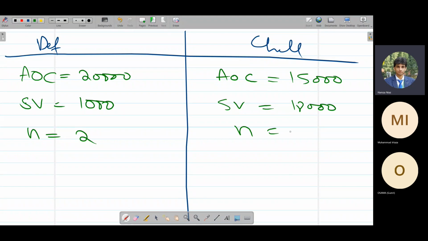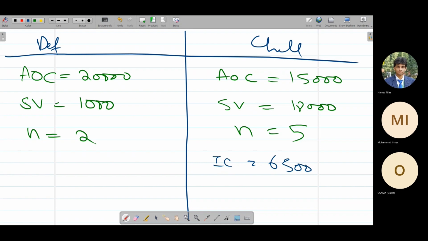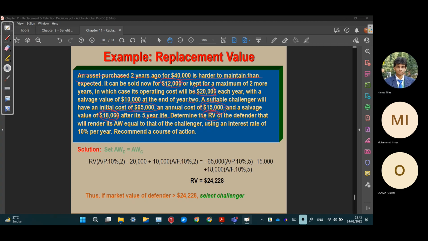And N is equal to 5 years. So the initial cost is 65,000 for the challenger and 12,000 for the defender. But we are going to ignore this 12,000, because the initial cost of the defender is actually what we have to find.